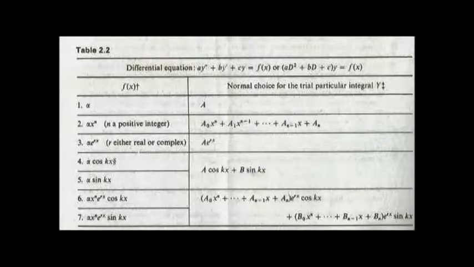The second problem is found on page 108, number 73. The problem states: under what conditions, if any, can table 2.2 be used to find a particular integral y of a constant coefficient nth order non-homogeneous linear differential equation if n is greater than 2.